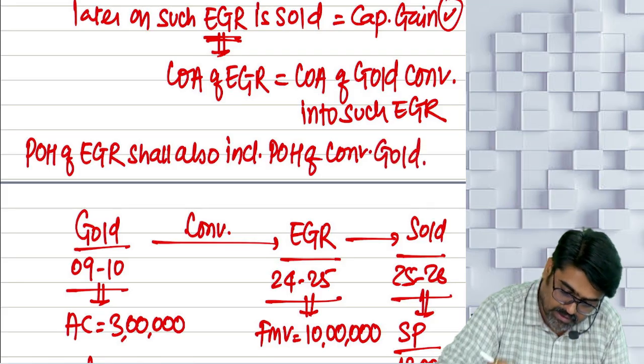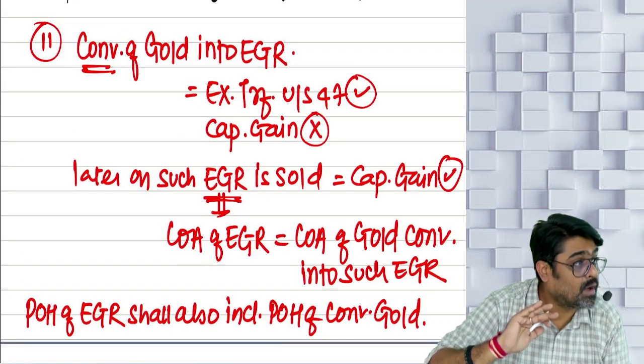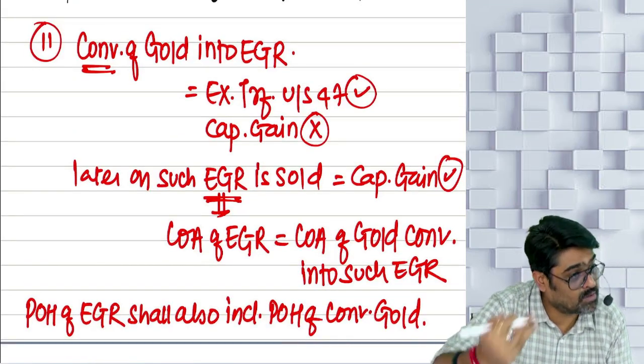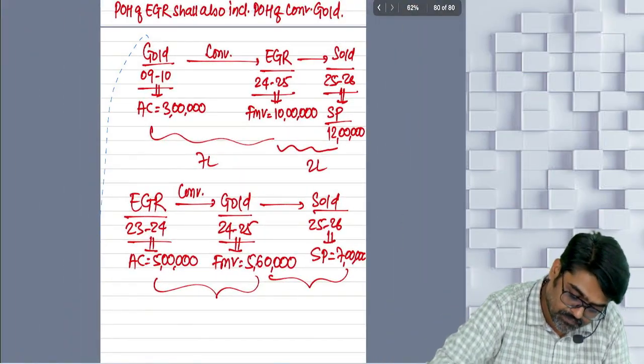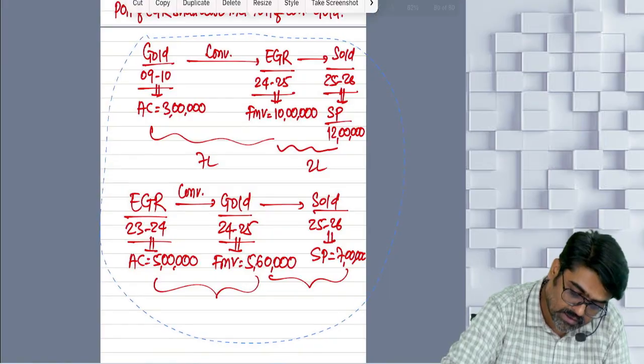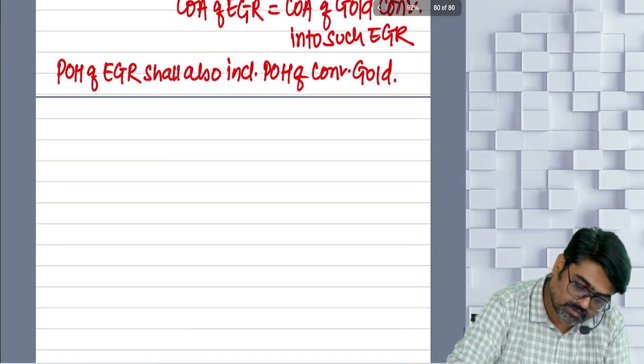Same thing I will write for conversion of EGR to gold. Yes or no? Same thing. That will be my transaction number 12. Got it? So what is my transaction number 12?